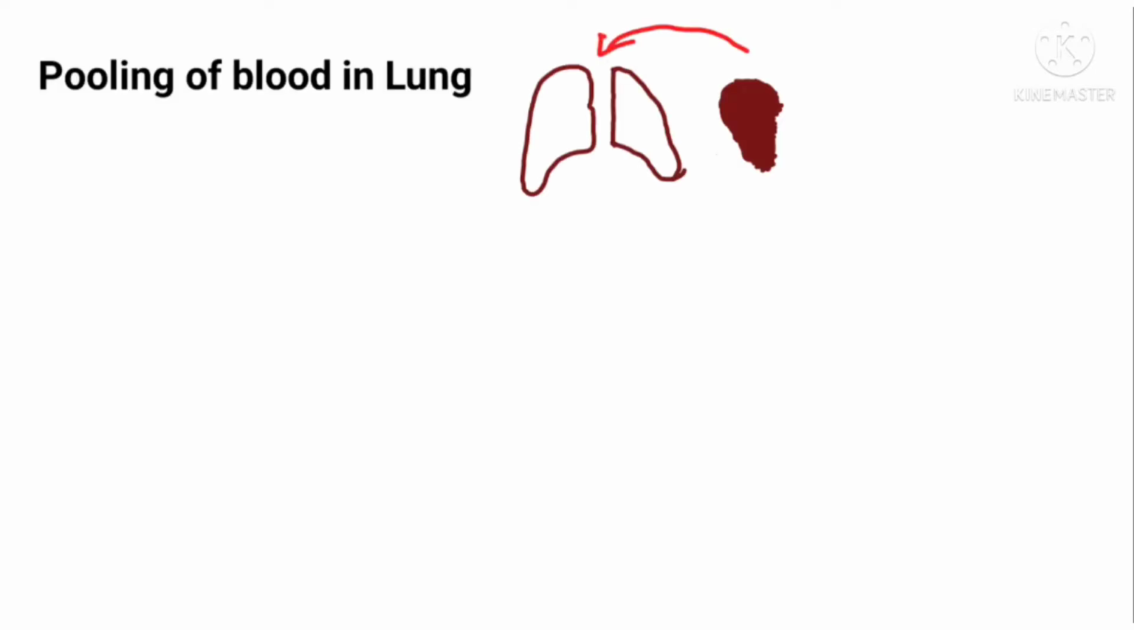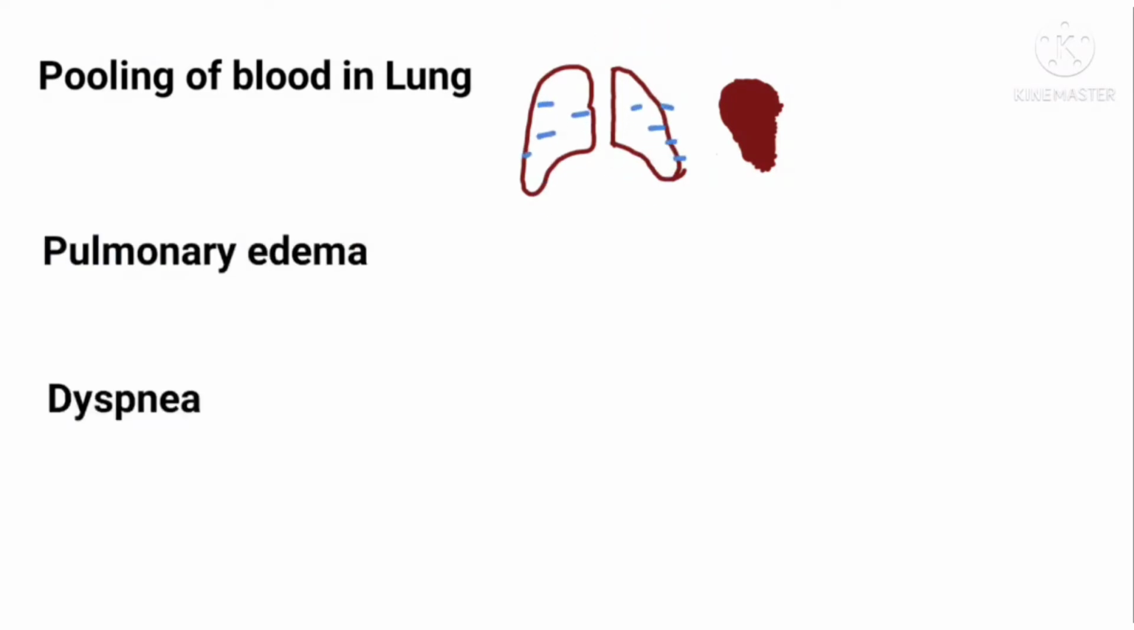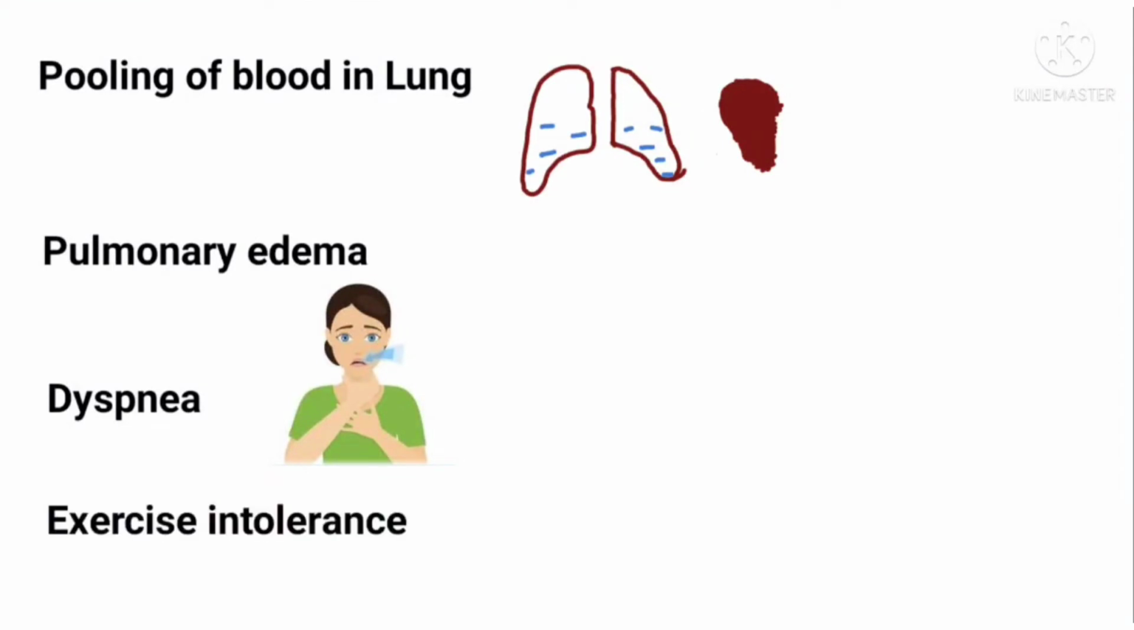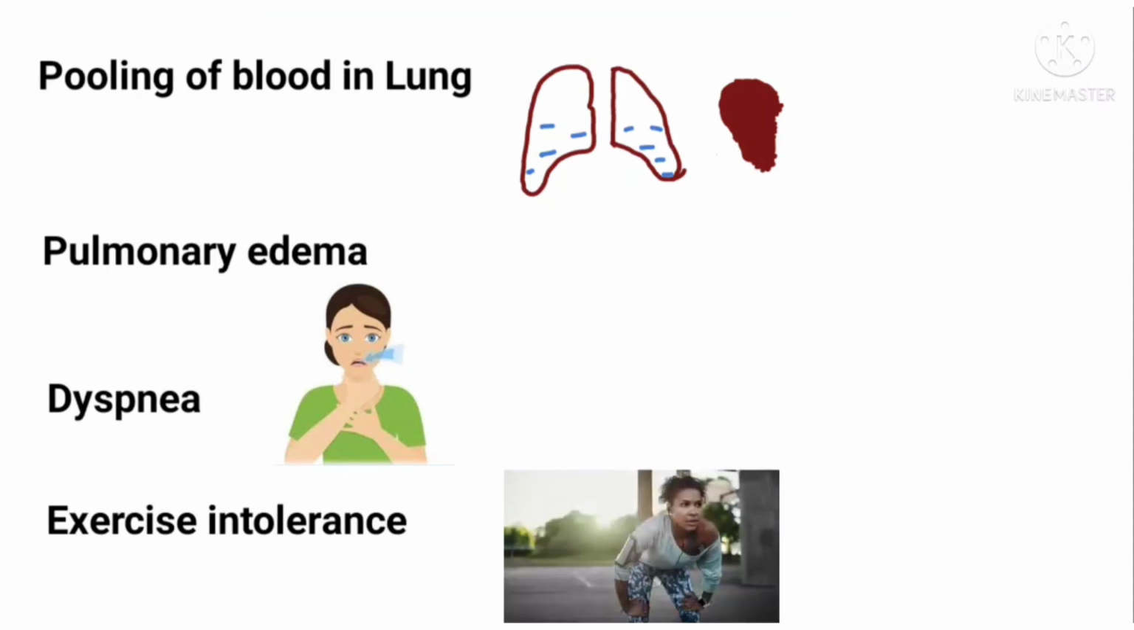Now let's see various symptoms developed due to constriction of left ventricle. As there is constriction of left ventricle, the blood will pool into the lung, which results in pulmonary edema, which eventually leads to dyspnea. Because of this constriction of left ventricle, there will be decreased cardiac output, which leads to exercise intolerance. Now let's see various findings we will get at the time of examination of constrictive pericarditis.